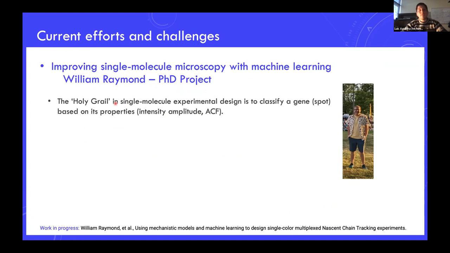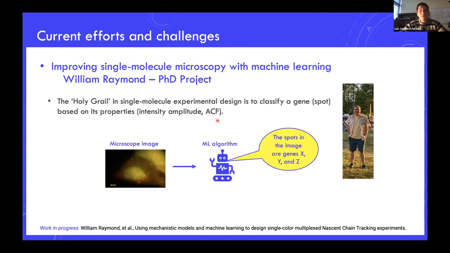One of the holy grails that we have in single molecule experimental design is to classify a spot or a gene based only on its properties. So intensity, amplitude, frequency, autocovariance functions. Basically what we expect to get is to have an image, have some kind of machine learning algorithm, and then the algorithm can tell us the specific location of the genes in the image. So for example, tell us you have gene X, Y, and Z.